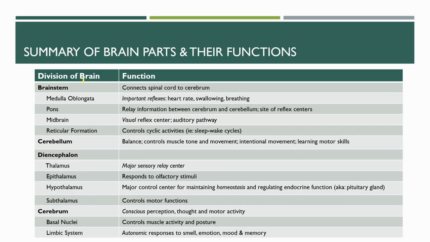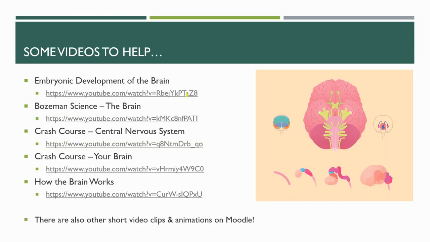So this is just kind of a final breakdown, a final summary of your main parts. So the brain is broken up into 4 main parts. So those are here. It kind of is an overall review sheet, might be a great thing to study. And then I've also posted some videos that you can watch. Okay, there's several about the parts of the brain and how it works. There's some about the embryonic development, so I would encourage you to watch those. There's also some other clips and animations on Moodle that are short and easy to watch.